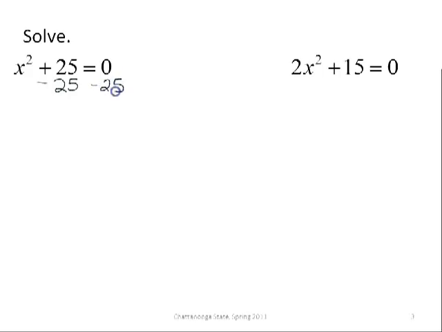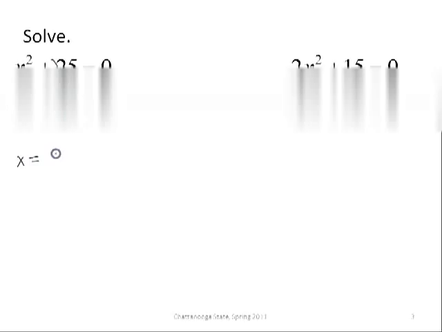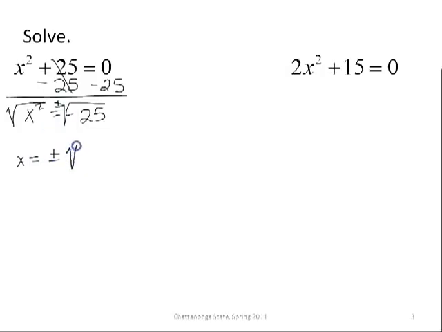So we'll subtract 25 from both sides, and that will give us x squared equals negative 25. We don't want x squared, we want x. So to get the x by itself, we undo the square by taking a square root. But when we take the square root, remember that everything really has two square roots, a positive and a negative. So we end up with the positive and the negative square root of negative 25.